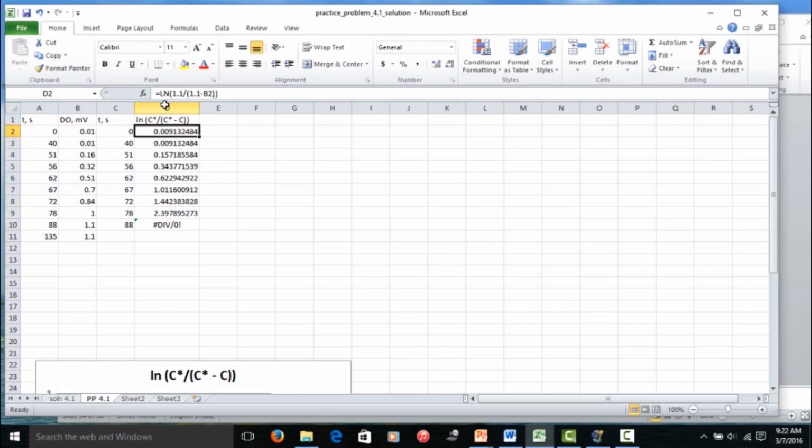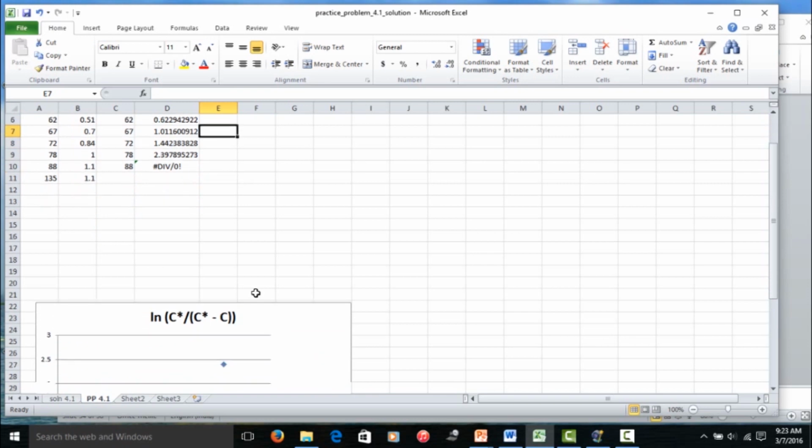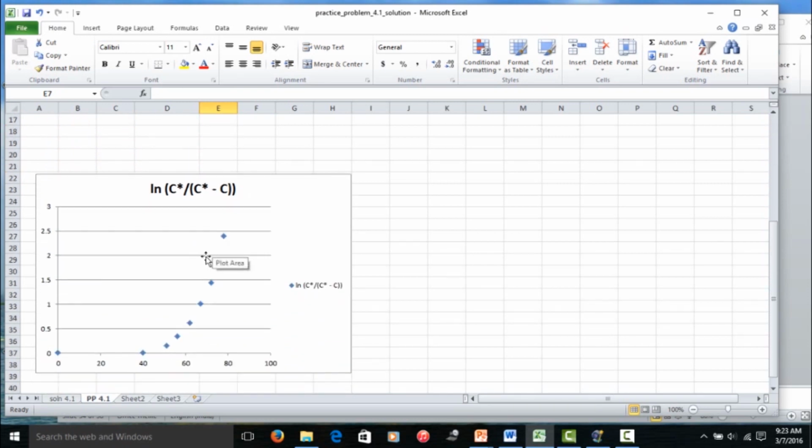If you look at the formula here, natural log of 1.1 divided by, in the denominator, 1.1 minus the DO value in terms of millivolts. That's the way this is calculated, and these are assigned to the same times that are given here. If we plot log of C star by C star minus C versus time, you get a curve something like this. However, we can use that particular equation only in the linear regime for oxygen sorption. This is a non-linear regime here, that is to be expected. The linearity probably starts here and goes up. Therefore, we are going to look only at this region for calculation of KLA. We are going to look at only the slope of this particular region.